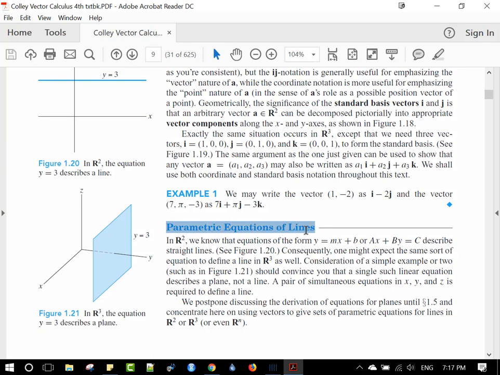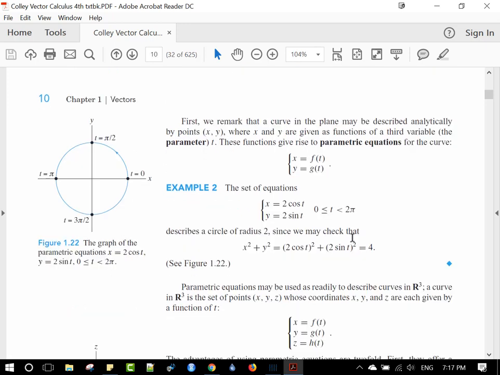Parametric equations of lines. So let's see an example first. Let's look at this one here, example 2. So hopefully you're familiar somewhat with the cosine function and the sine function. And you know that when you put in values into the cosine, between 0 and 2 pi, or if you like, between 0 and 360 degrees. Remember, 2 pi is the same thing as 360 degrees.